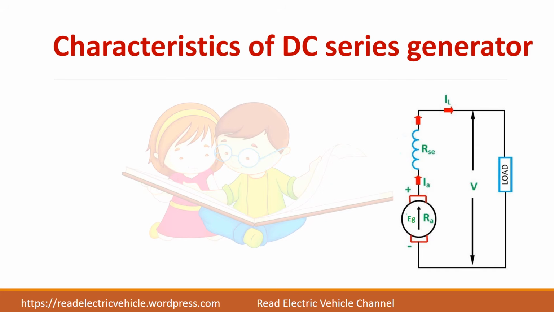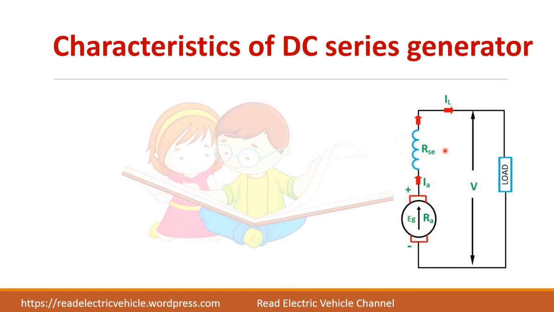Next, let us see about the DC series generator. The important thing to be noted here is that the armature, field winding and the load are connected in series. So all the currents are the same. IA is equal to IL is equal to field current IF.